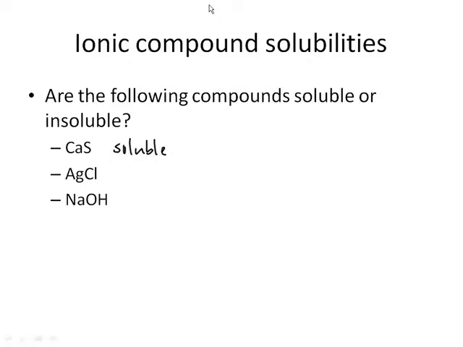Silver chloride, we actually already worked this one together, is insoluble. And sodium hydroxide, we look through our table and find groups 1A are generally soluble. In fact, there are no exceptions to that rule. So your alkali metal compounds are always soluble. So this is soluble.